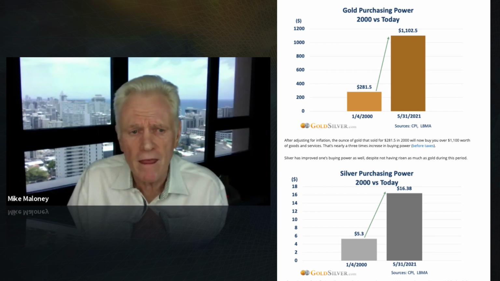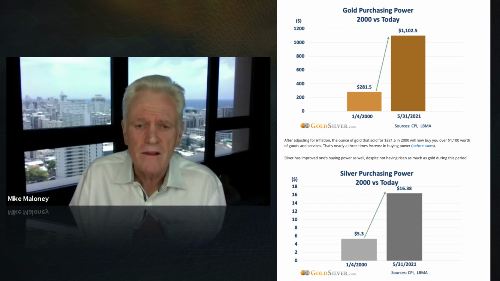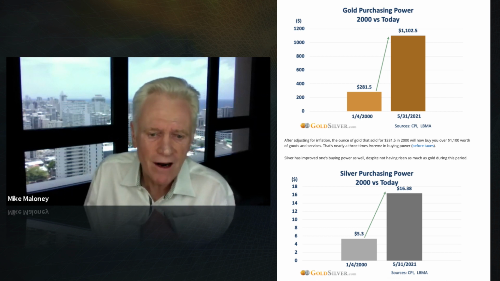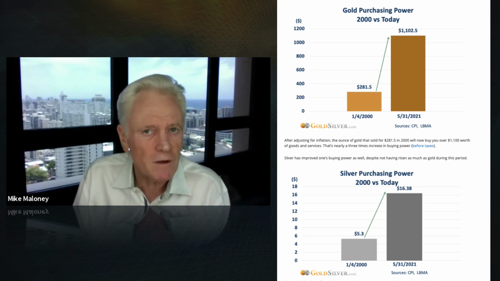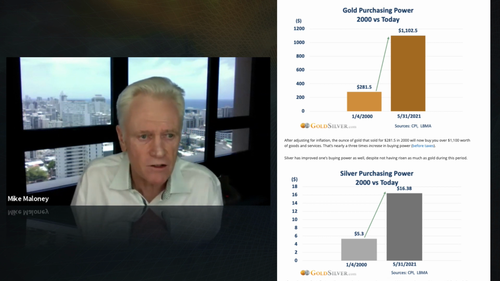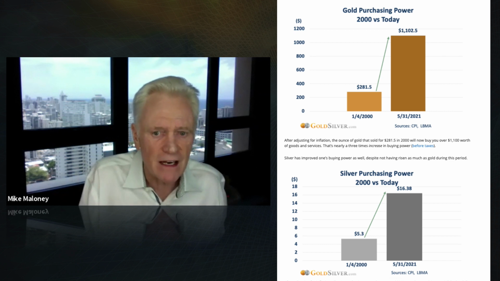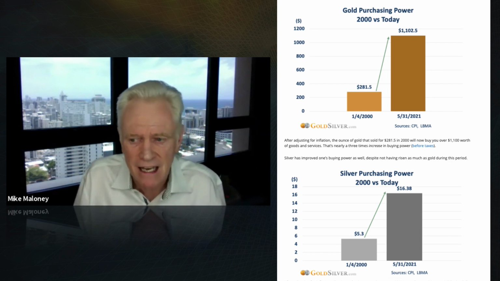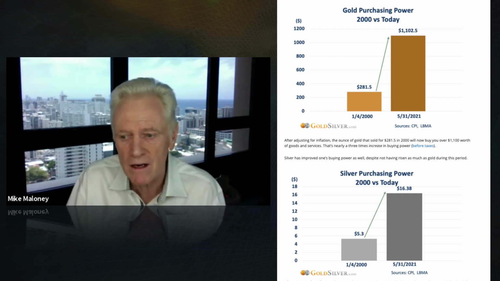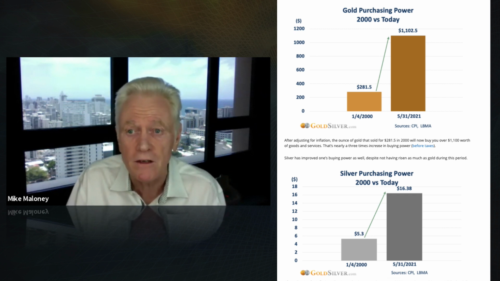So it just shows you that gold and silver, when they're in their bull markets, not only protect your purchasing power, but you can make enormous gains in purchasing power during that bull market period. It's not just a safe haven asset, but it's also the asset with the greatest potential gains in purchasing power when they're in their bull markets. And that's where we are today.